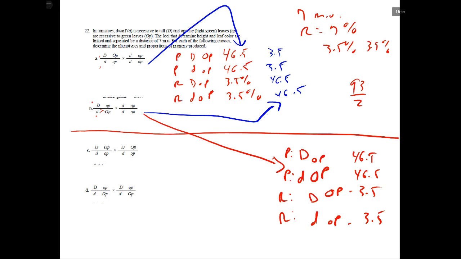Now these guys are not test crosses because we've got dominant alleles coming in from the other side. So these are in fact both dihybrid crosses.